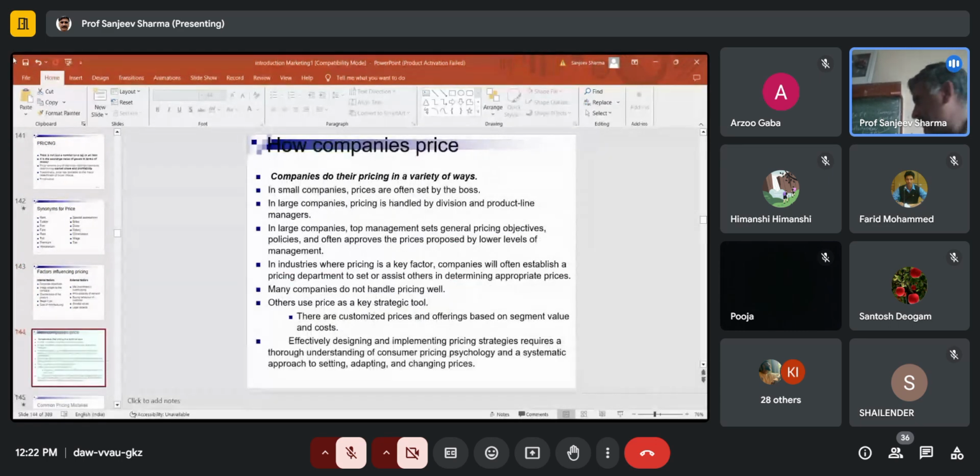Okay, is it clear? Any questions? So yesterday I had discussed with you three types of pricing. It will take 2 minutes to repeat them. What are the different pricing techniques, the different types of pricing methods?